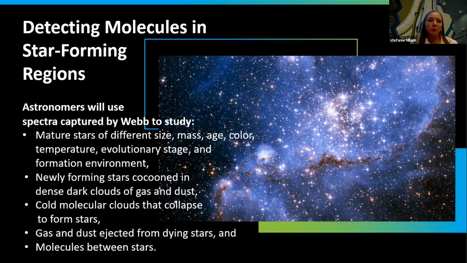So by using Webb, and the spectroscopic capability from the near to mid-infrared, we're going to be studying all kinds of things, including mature stars with various sizes, mass, age, color, etc. The new stars, as I just discussed, that are embedded within these deep, dark clouds. Cold molecular clouds that actually start the collapse to form some of the stars, especially small stars. And then the gas and the dust that's ejected from dying stars. So following this full stellar life cycle, and not to even mention all the stuff that's in between the stellar life cycle, including things like planetary systems.